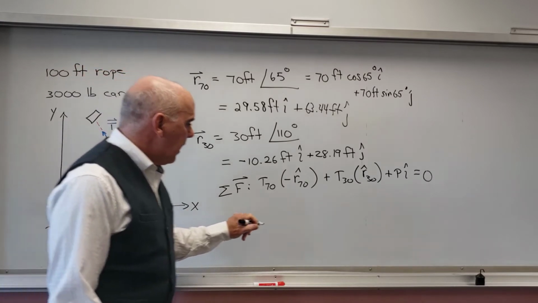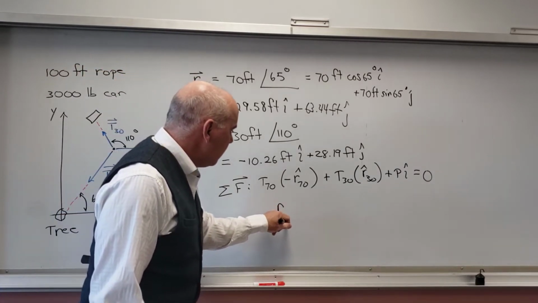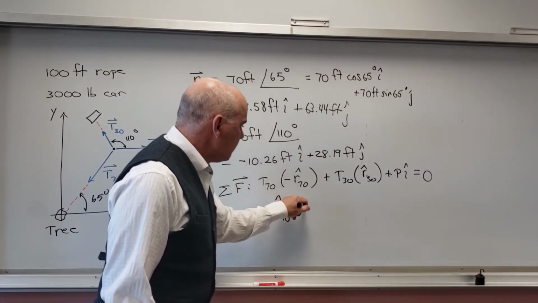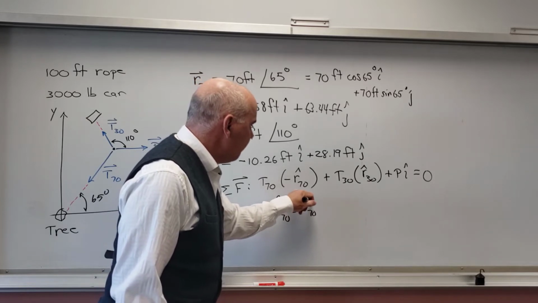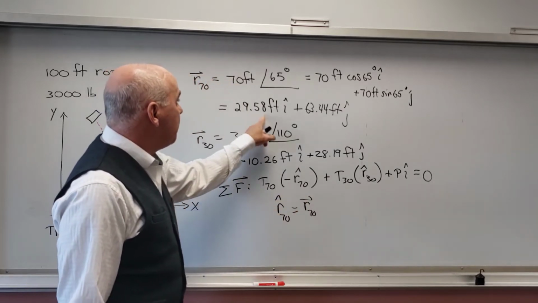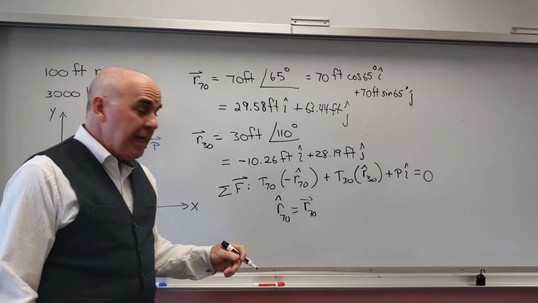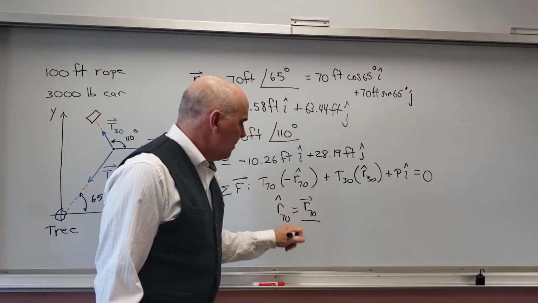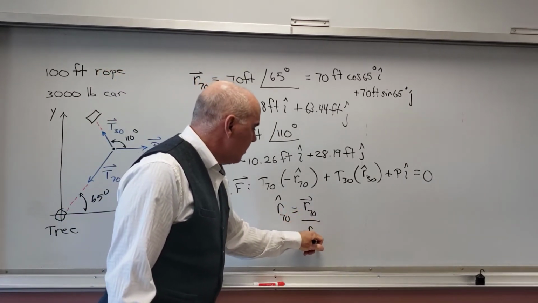Okay, now remember that R70 hat is equal to R70 vector, which is right here, divided by the magnitude of R70.